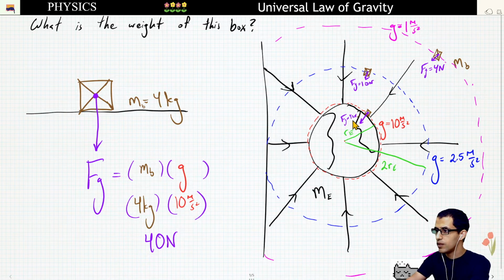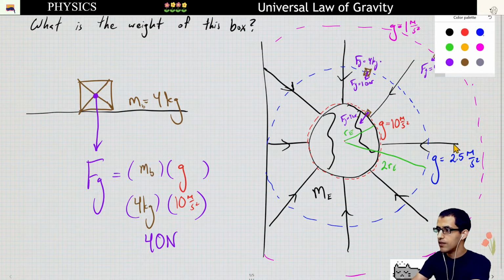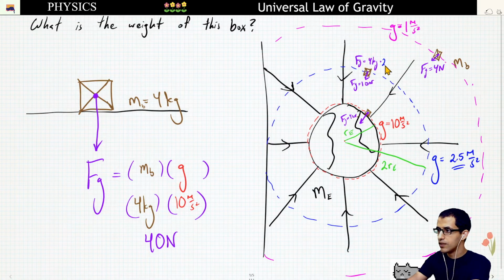So the further away we are from the Earth, the weaker the gravitational field, and therefore the weaker the gravitational force. So I can write it quickly here. The weight here is equal to 4 kilograms times the field strength, which is 2.5, and we get 10 newtons. And for this location here, the force of gravity will be equal to 4 kilograms times the field strength, which is 1 meter per second squared. And that's how we get 4 newtons.